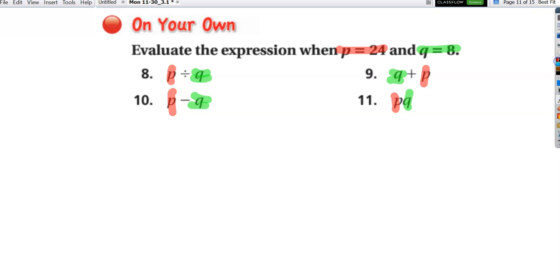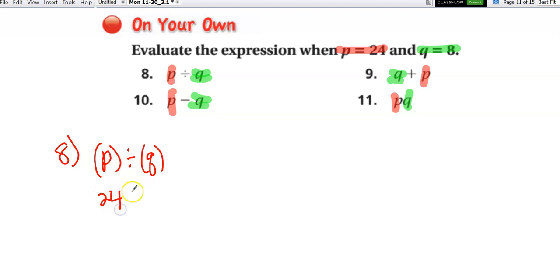Okay, and now I'm going to do number 8. Mrs. Cliffner says use parentheses and then substitute in the number. So P is 24, and Q is 8. Oh, 24 divided by 8 is 3. That one was easy.